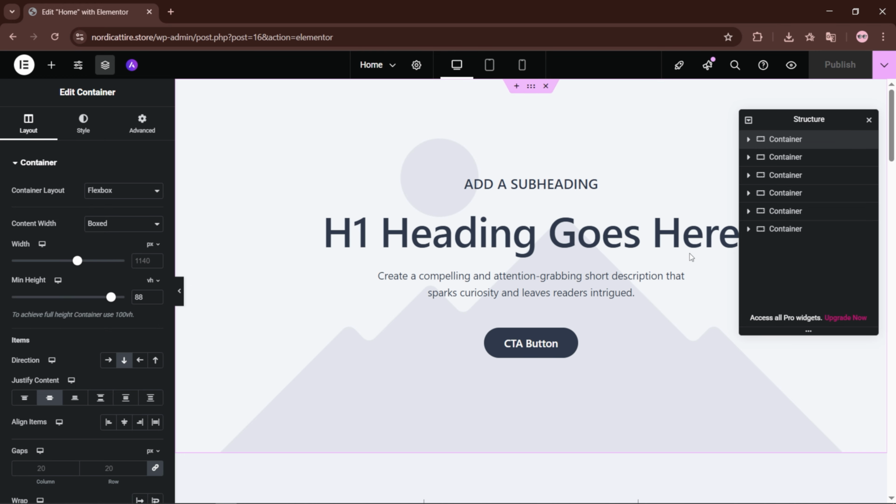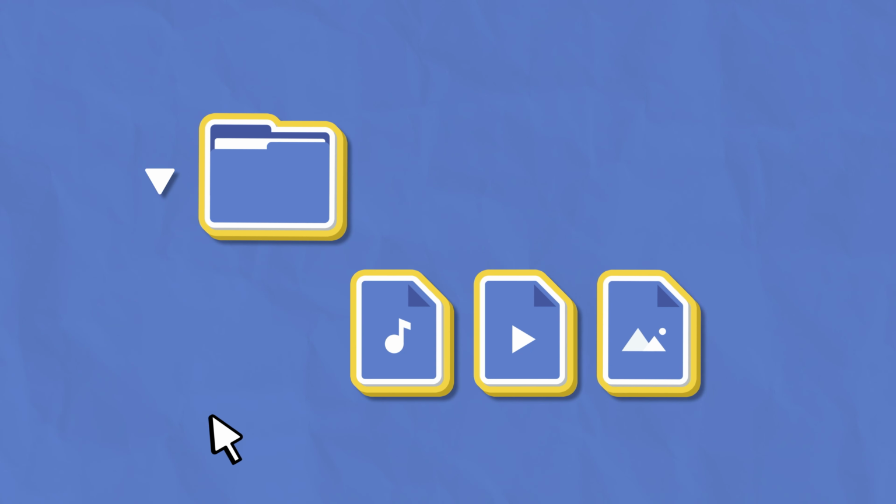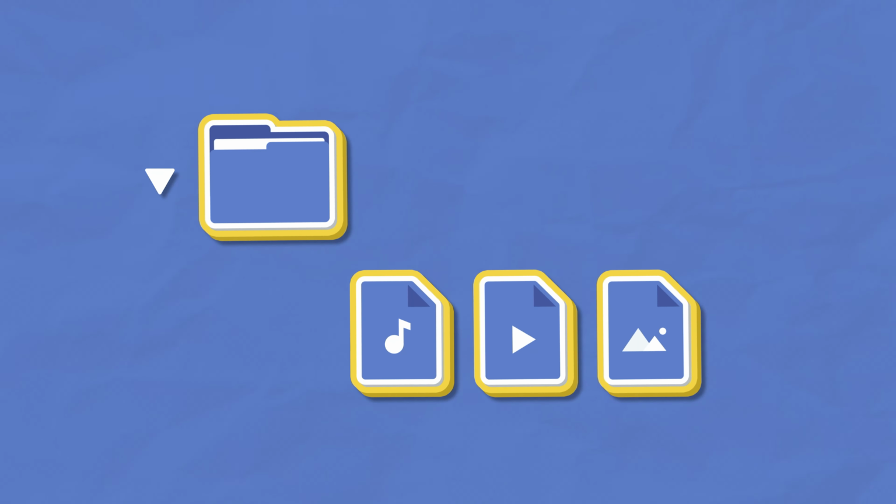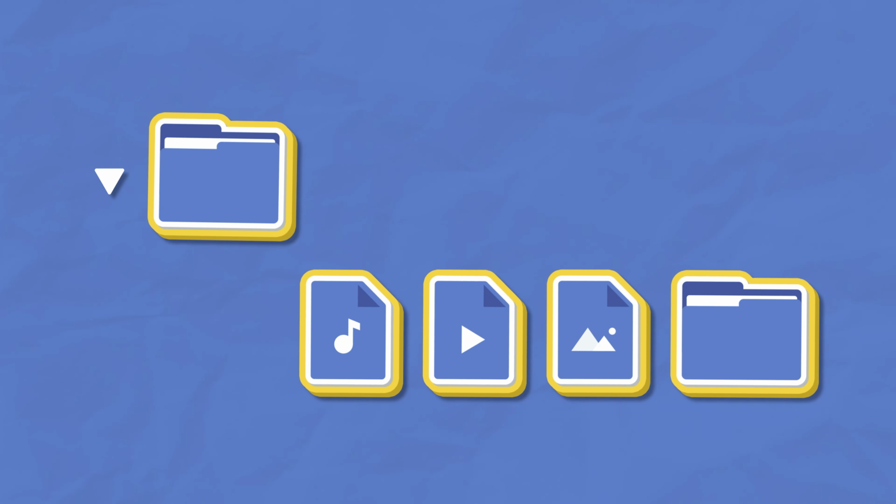Now, the page itself consists of containers. If you look to the right at the site structure, you'll see that there are 6 containers on this page. But what exactly is a container? Imagine you have folders on your computer. Inside the folders are files, music, videos, pictures. Sometimes folders have other folders inside them. A container is just like a folder, but on your website.